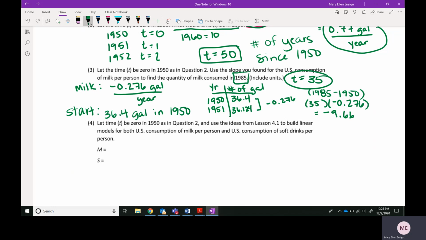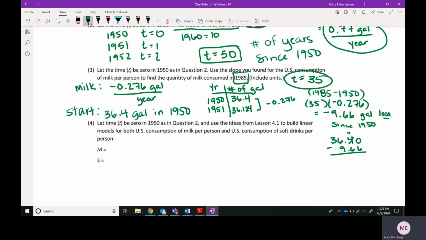This is how much it goes down in 1 year. This is how much it went down in 35 years. So this is the number of gallons lost, I'm going to say, since 1950. So what can we do now? Well, in 1950, it was 36.4 gallons per year. It went down by 9.66 gallons per year.